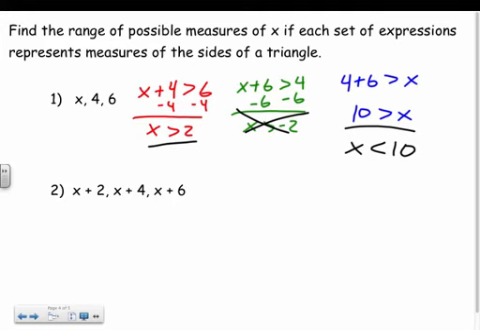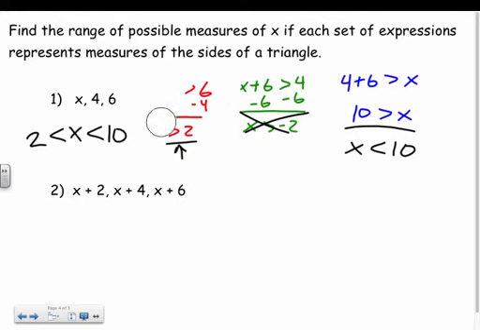And I want to write this as one inequality. So I write my smallest measure first, 2. And it's pointing to the 2 here if I look. 2 is less than x, which is less than 10. So any of my side lengths for x could be anywhere in between 2 and 10.